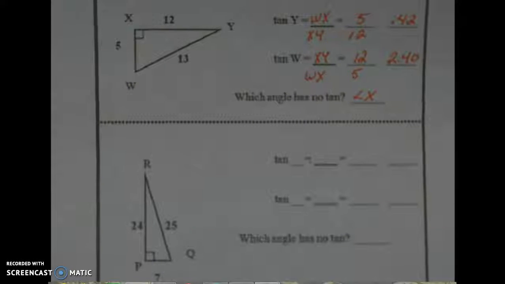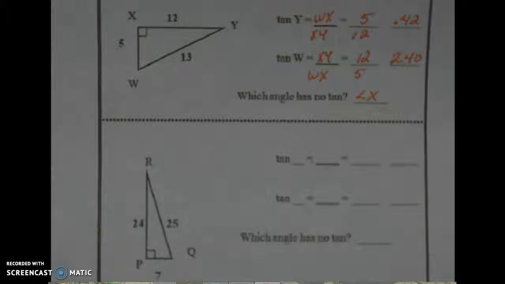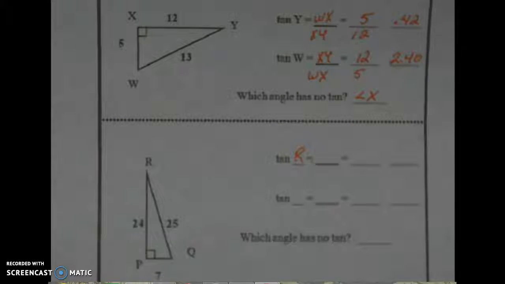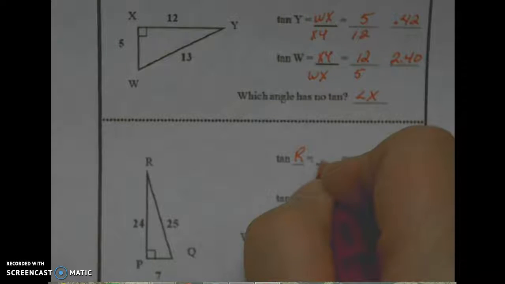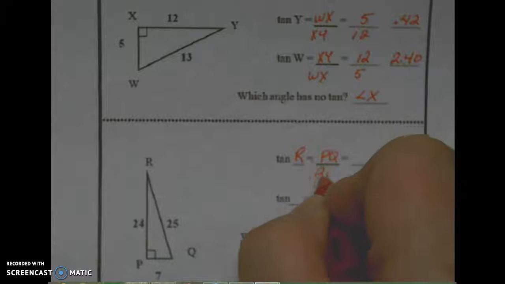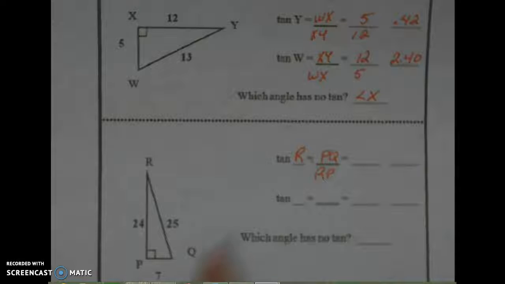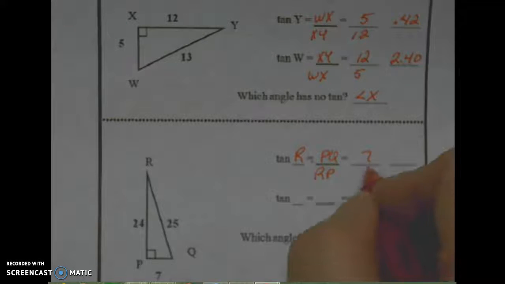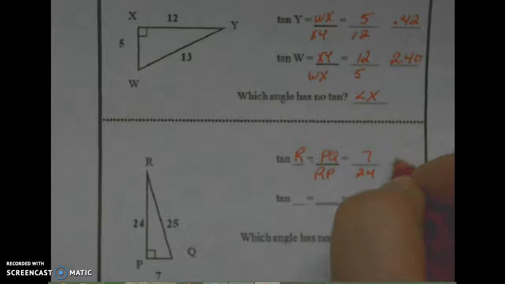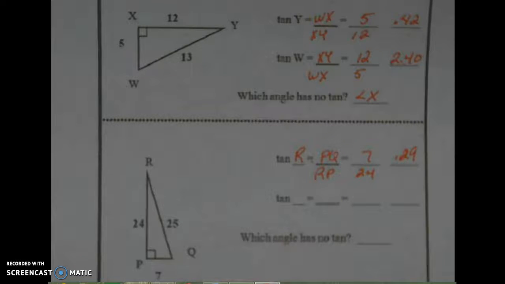The last example, we have triangle PQR with my right angle at P. I can take the tangent of angle R. If I'm looking at the tangent of angle R, I want the opposite side, which is PQ, over the adjacent side, which is RP. The length of PQ is 7. The length of RP is 24. And 7 over 24 is my fraction. If I express that as a decimal, I get 0.29.